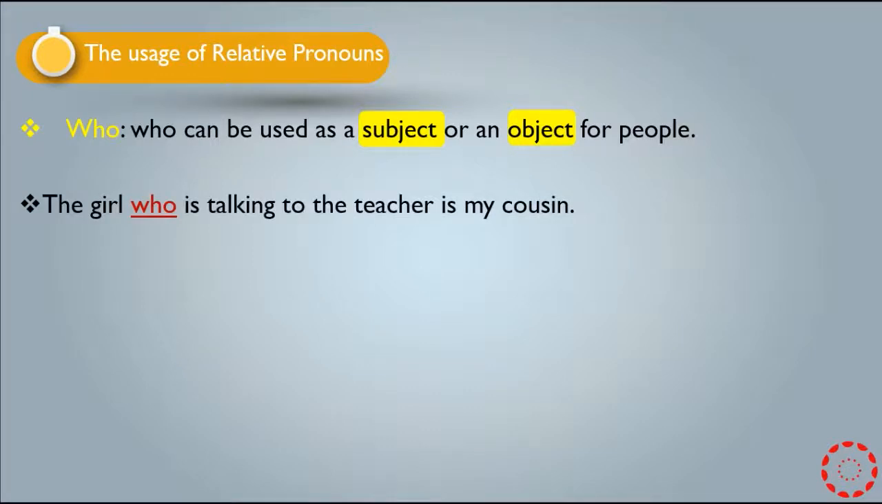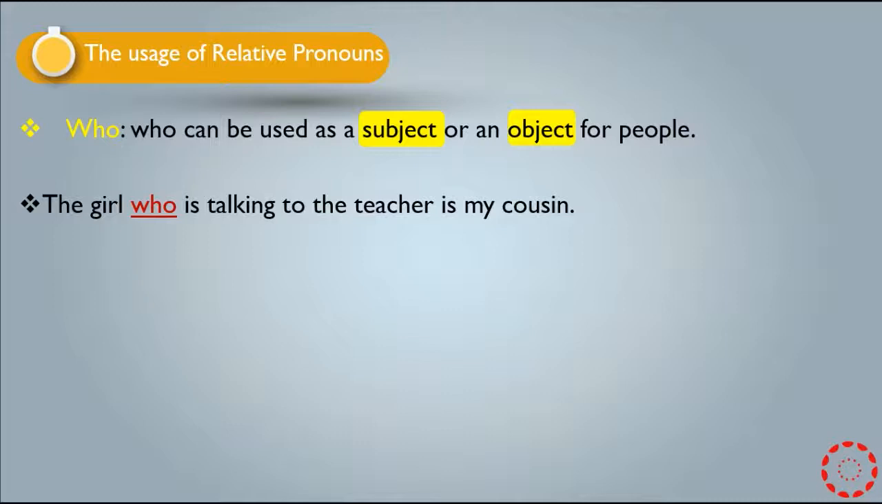For example, the girl who is talking to the teacher is my cousin. Look, here we have who. Why do I use who? Because the girl is a person. So I am talking about a person, a girl, or people. That is why I am using who instead of something else.